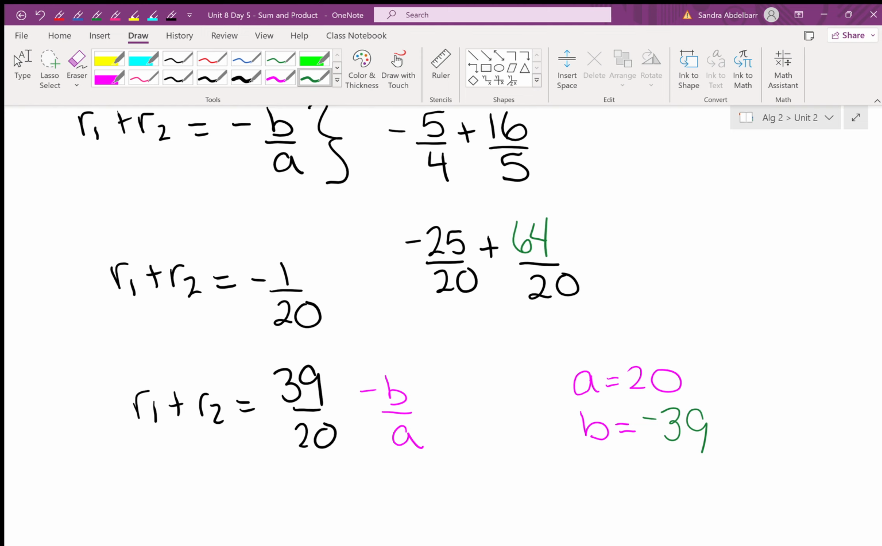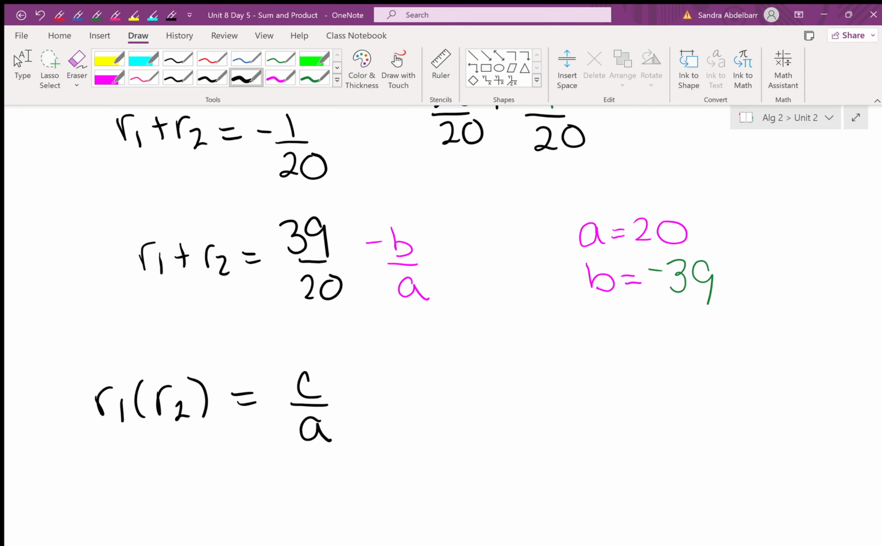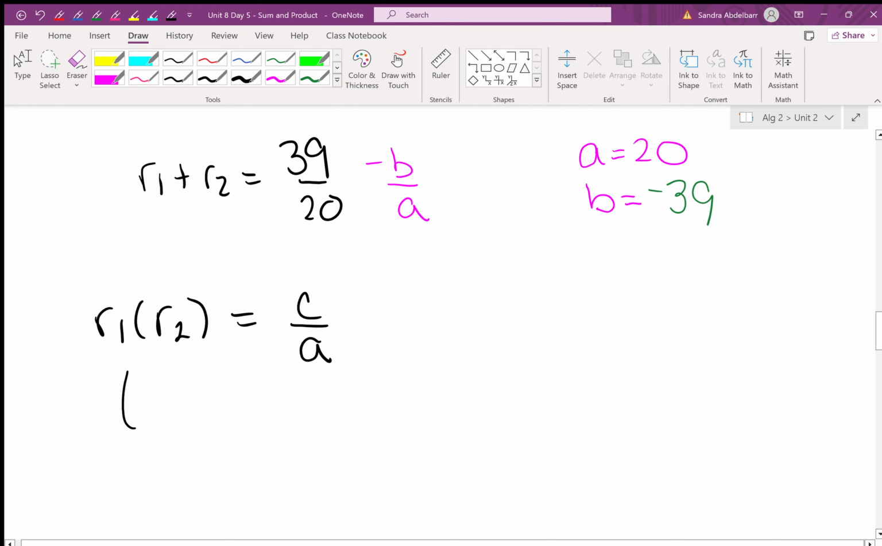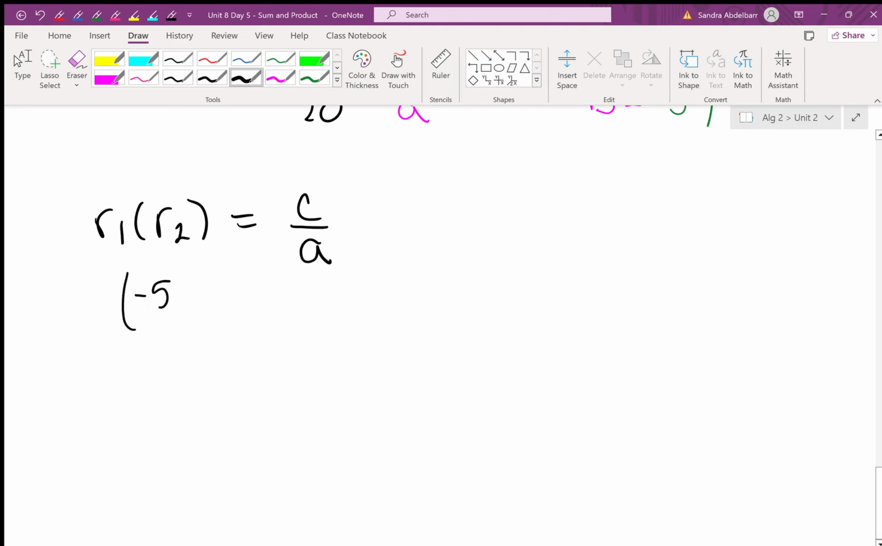Right, now we need to find c. How am I going to find c? I'm going to use the product of the roots. Root 1 times root 2 gives us c over a. What were the two roots? Negative 5/4 times 16 over 5. So now when we multiply these, we're going to get negative 80 over 20.